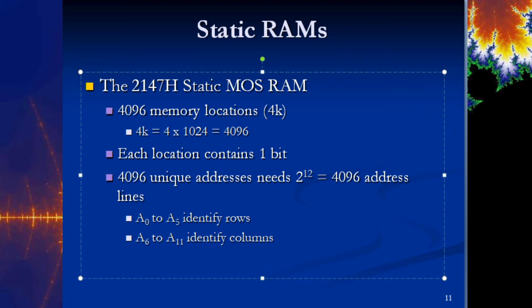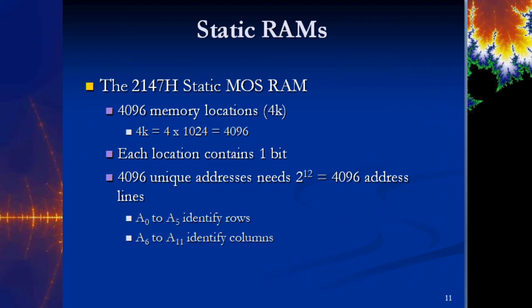To get that many unique addresses, you're going to have 12 bits. Okay, so you can see there 2 to the 12th, that's 4096 address lines. So the way that we do this is we break it up. So A0 to A5, remember there's 12 of these. So the first 6 identify the rows, and the last 6 identify the columns.